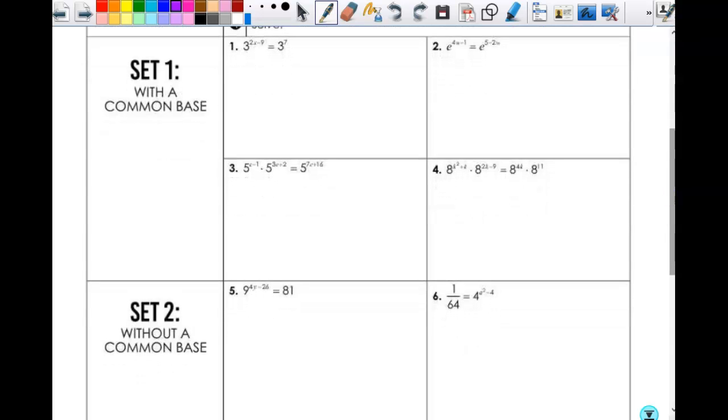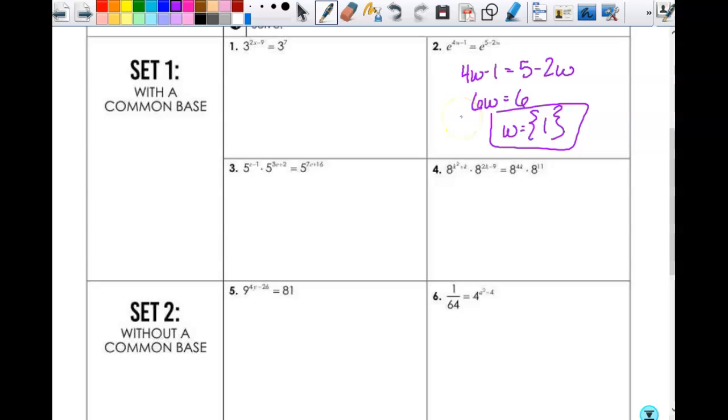So let's look at number 2. So we've got e to the 4, and on my board it just looks like blobs to me. We're skipping number 1. I don't know where you're getting 7, but I'm starting with number 2. This is e to the 4w minus 1 equals e to the 5 minus 2w, right? So the fact that they're e problems doesn't matter. I got common bases. That means that the exponents are equal. So 4w minus 1 equals 5 minus 2w. So then when I solve that, I get 6w equals 6, w equals 1. And these are all going to be in set notation because they're all sets of answers. Just some of them will just have 1 in there.